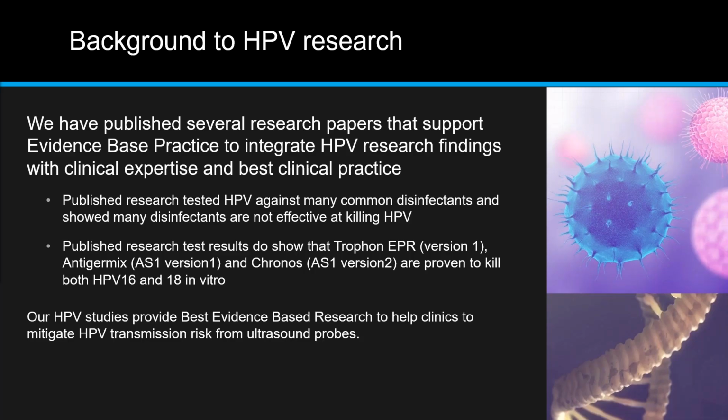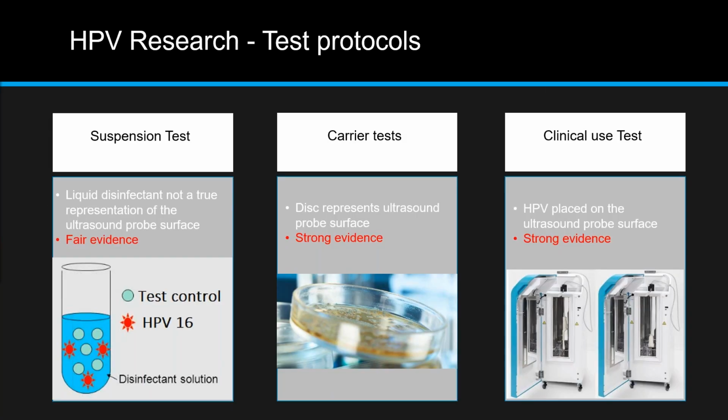These research tests include publications that showed that the Trophon EPR device, the Germitec AS1 version 1, and the Kronos AS1 version 2 are proven to kill both HPV-16 and HPV-18 in in vitro laboratory studies. So our HPV studies provide best evidence-based research to help clinics to mitigate HPV transmission risk from ultrasound probes. So this is the basic protocols we have used.